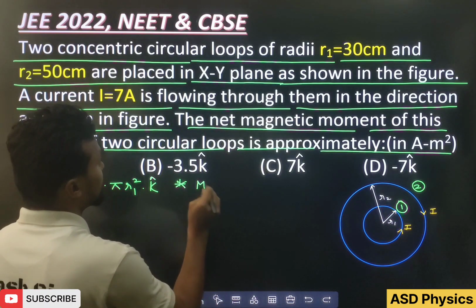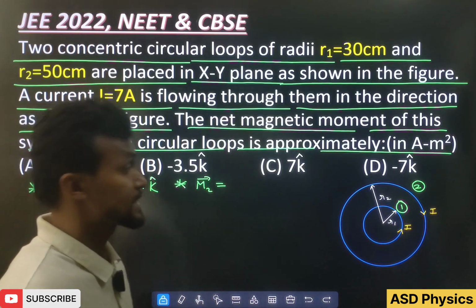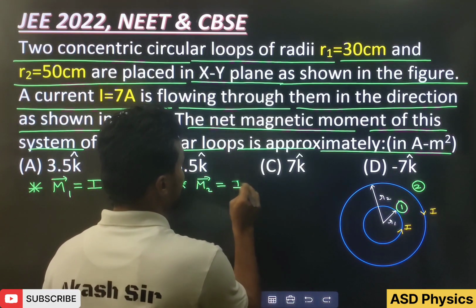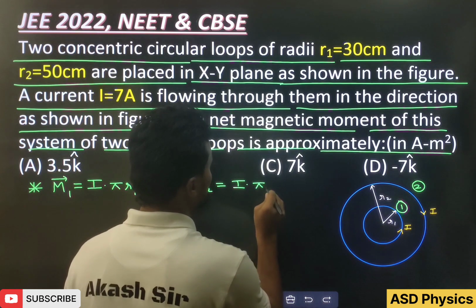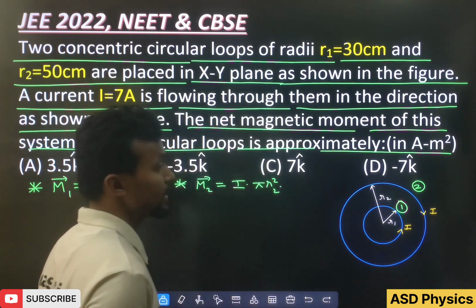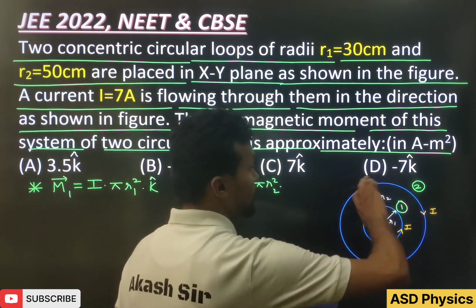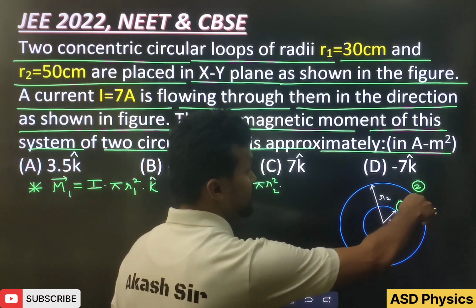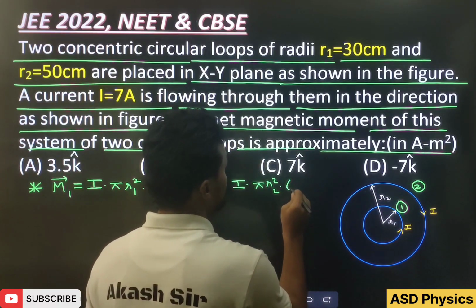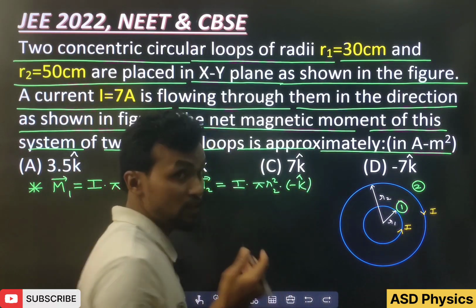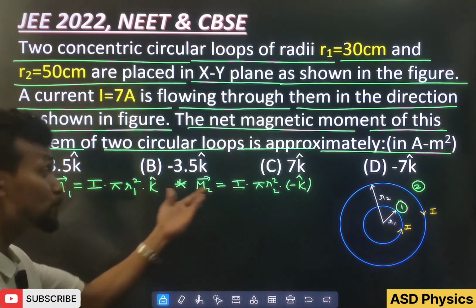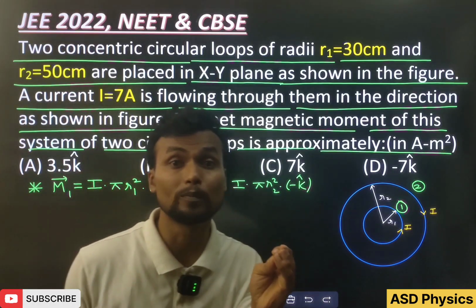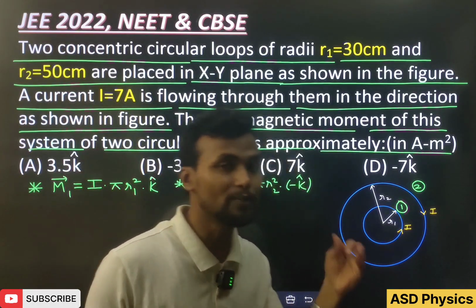Similarly, if I write for the second one, what is given here? Anyhow, the current is I, and the radius is R2. So pi R2 square into direction. As I told you, put your fingers along the current, and the thumb is going inside. So this will be minus k cap. Which one is more, M2 or M1? M2 is more. So the resultant magnetic moment is going to be along the direction of minus k cap.